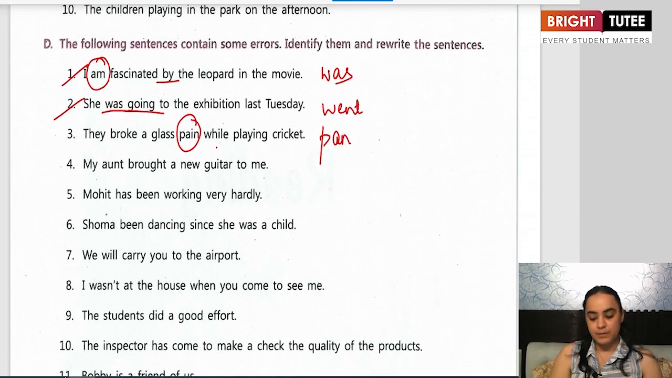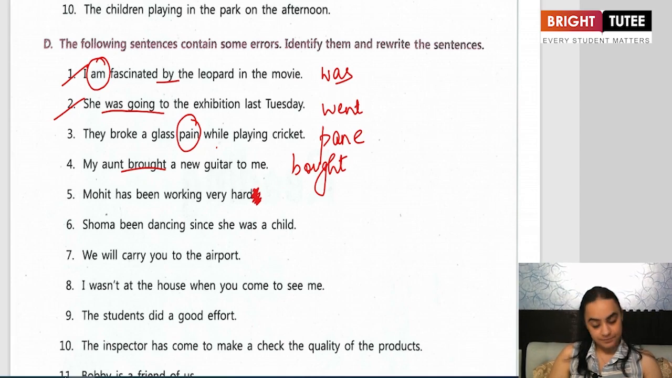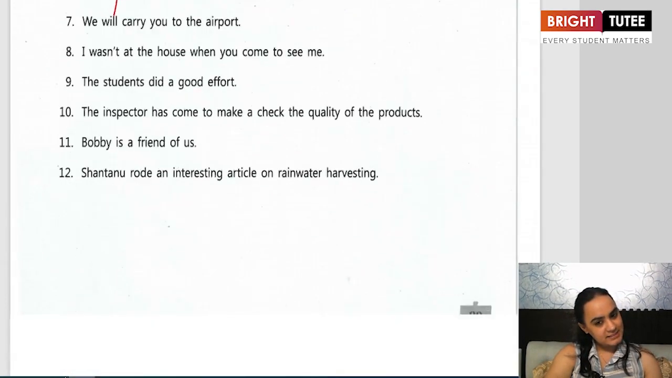The spelling is P-A-N-E. My aunt brought a new guitar to me. No, not brought. Bought. The past tense of buy is bought. Mohit has been working very hardly. No, Mohit has been working very hard. Shoma been dancing since she was a child. Shoma has been dancing since she was a child. So like this, you will complete the rest of the sentences.